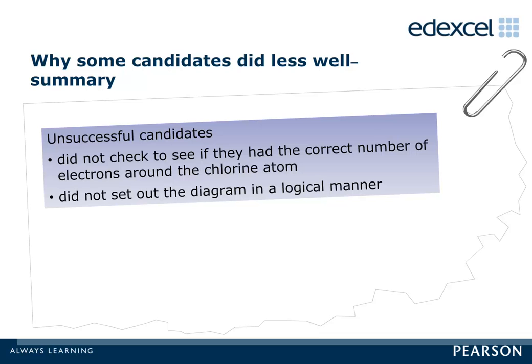Unsuccessful candidates did not check to see if they had the correct number of electrons around the chlorine atom. They did not set out the diagram in a logical manner.